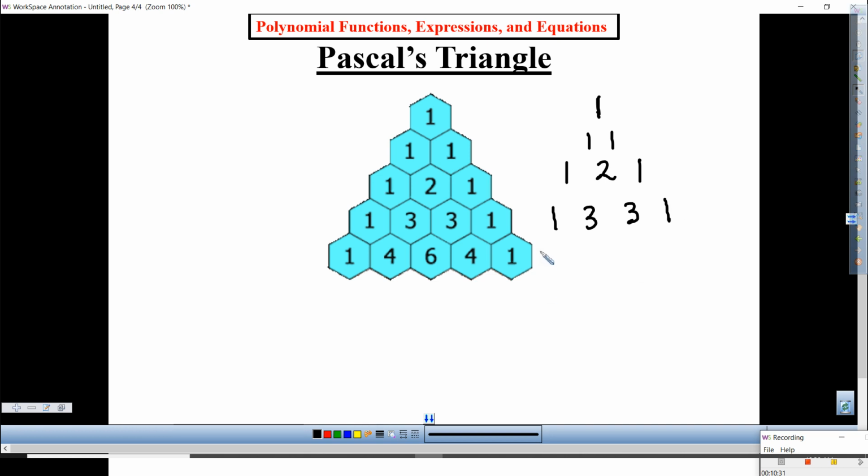Let's go to the next one. Next one. 1. What is 1 plus 3? 4. 3 plus 3? 6. 3 plus 1? 4. And then you end it with a 1. That's how you start forming your Pascal's triangle. Let's go one more row. 1. And see if you can fill it in all the way, that row.